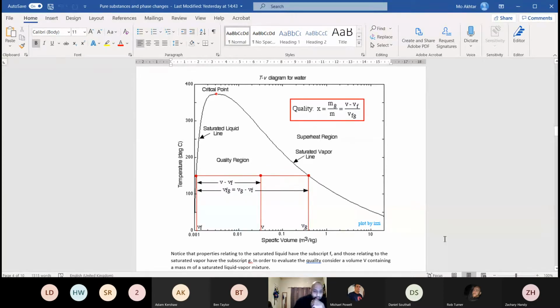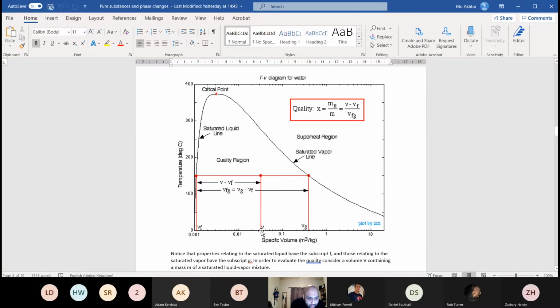Now, VG is the specific volume of basically vapor, of liquid I should say, when it gets to this point here, which is just before it gets into the superheated region. So that's VF and that's VG.